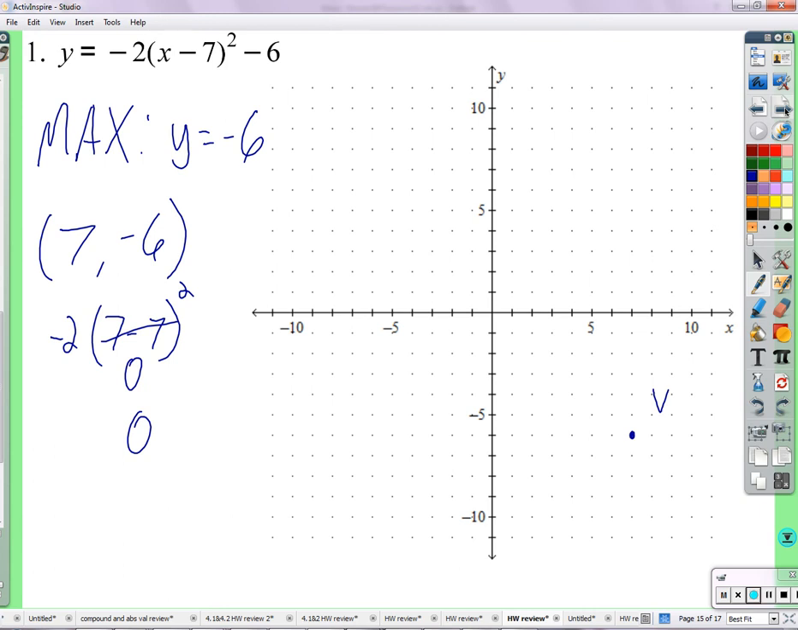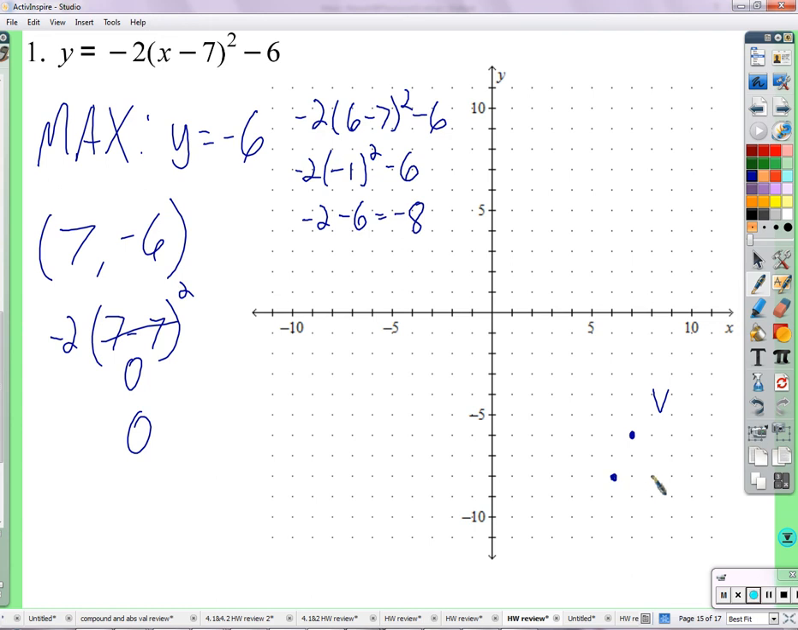Last one, individual. Give me another point. All right, what are we plugging for x? Hopefully not 0. 6. Eight. Okay, 8. Sounds like the same strategy. 0 really is a doozy. Negative 2 times negative 1 squared. If you plug in 8, you just get 8 minus 7 is positive 1 squared, which is going to be the same as negative 1 squared. So we got 1 times negative 2, negative 2, minus 6, negative 8. So 6, negative 8.